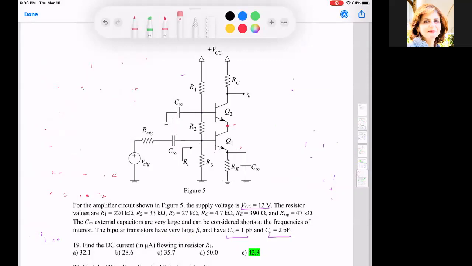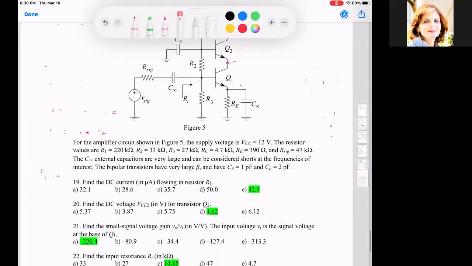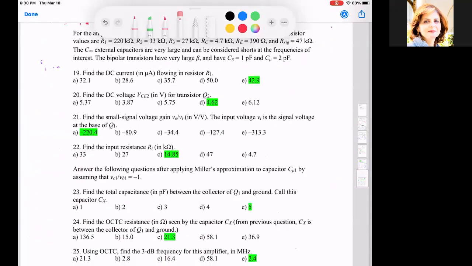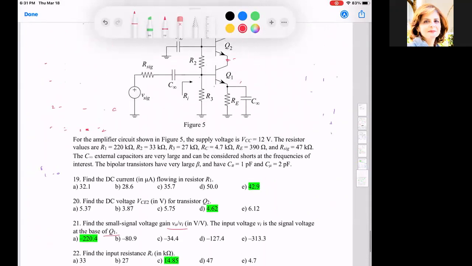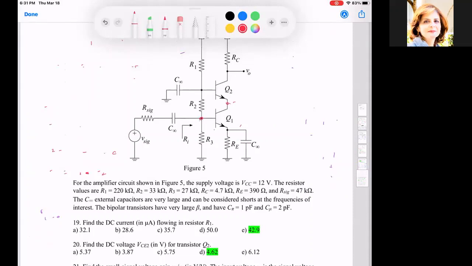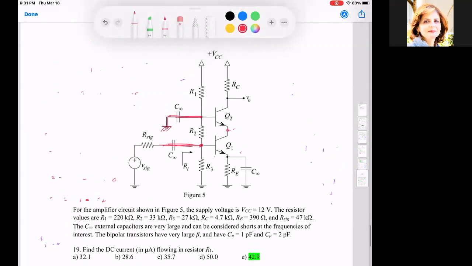So the next question that he asks us is to find the small signal gain VO over Vn. The input Vn is the signal at the base of Q1. So he is telling me to look at the base of Q1 and find VO over Vn. So here is Vn, because this will be shorted, this will be shorted, this will be grounded. And now Vn goes straight back to the end of Vsig. Now this has become shorted. What do I have now? Let's see how. This becomes a ground and this becomes a ground.